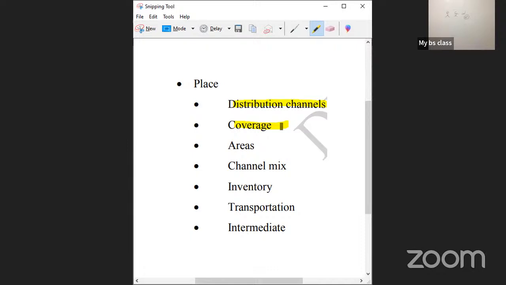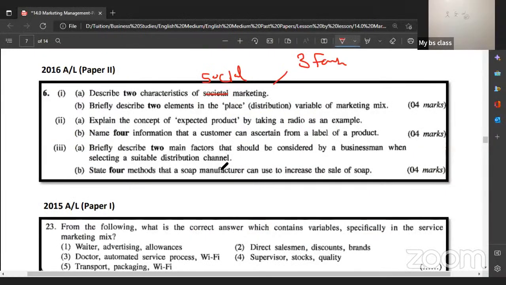Right, the next one: explain the concept of the expected product using the example of a radio. Radio as an example. So first explain what the expected product is. The expected product is what the customer expects, which is the third level, right? In this case, the proper functioning of the features of the radio.